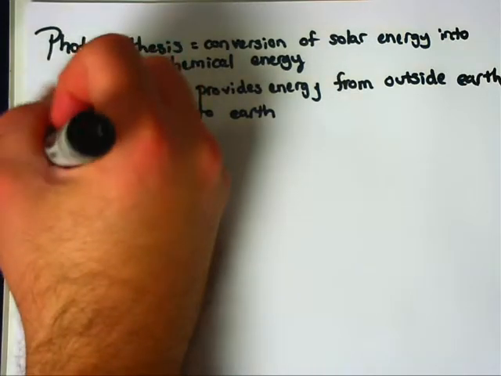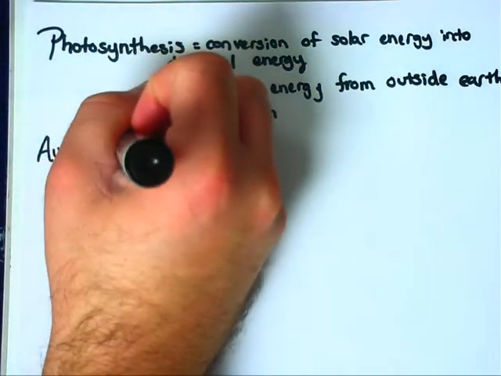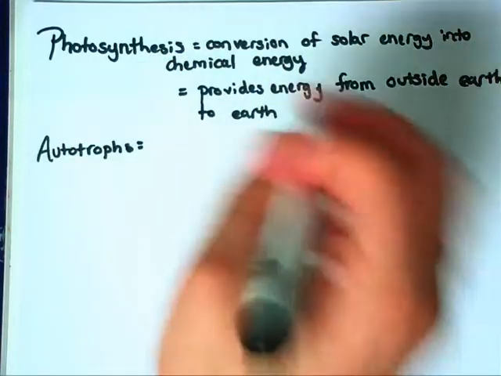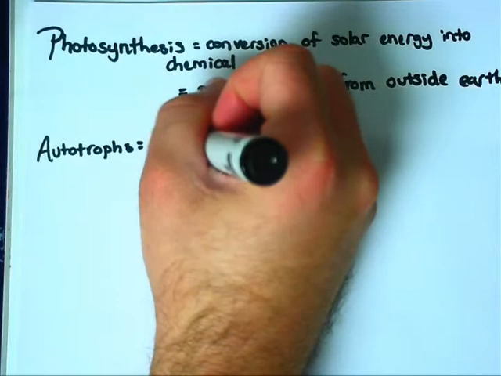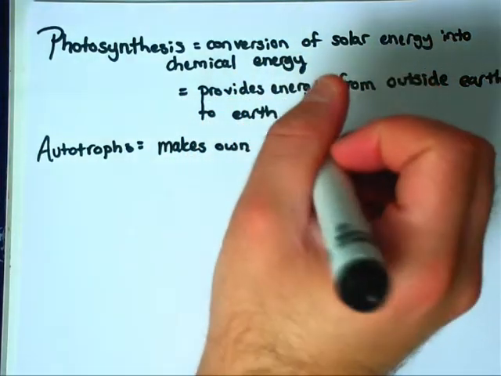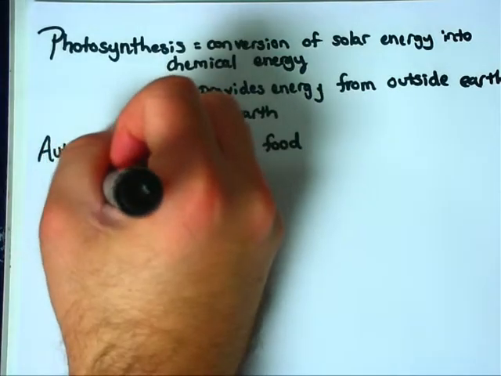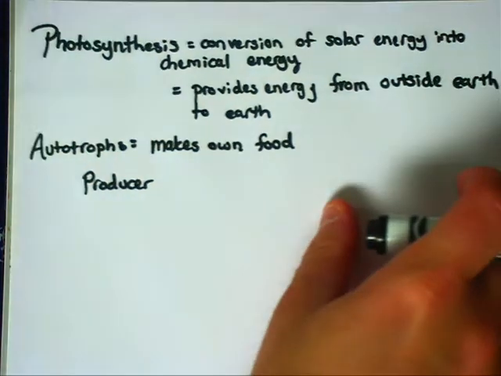Let's throw in some other keywords here. I know they're mentioned on that reading guide that you have, like my little clip notes. What is an autotroph? Right, it makes its own food. From outside of Earth to Earth.